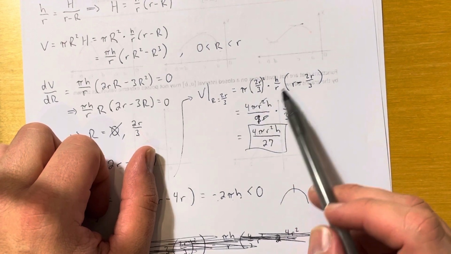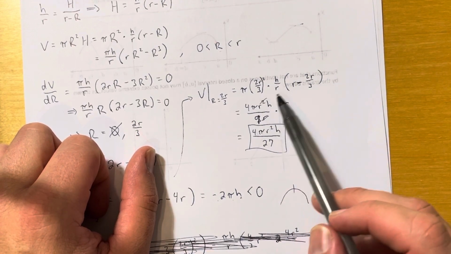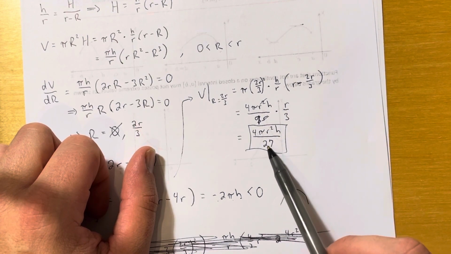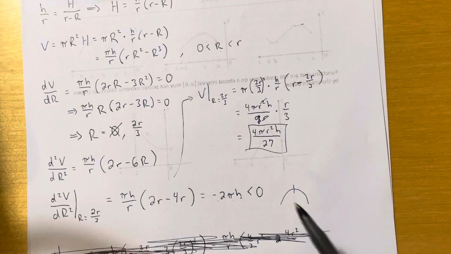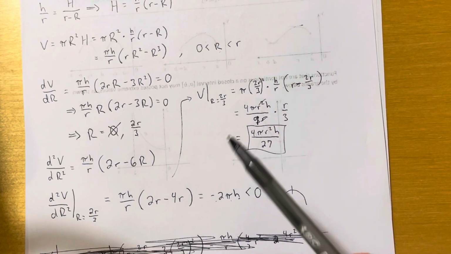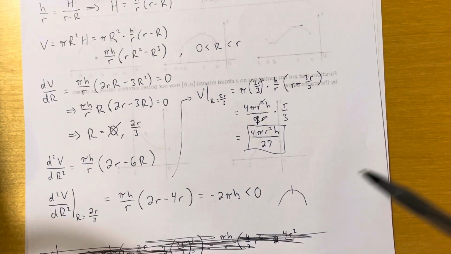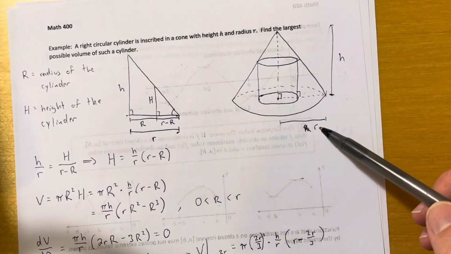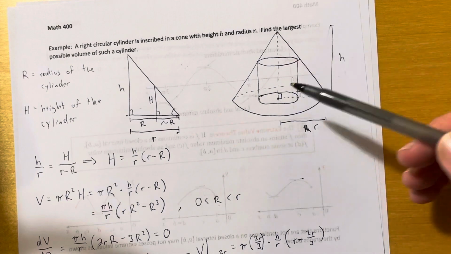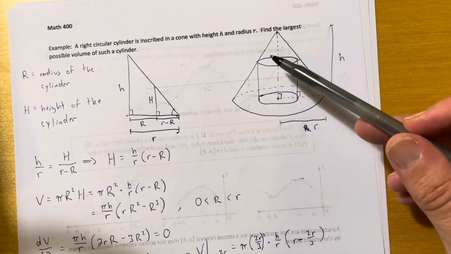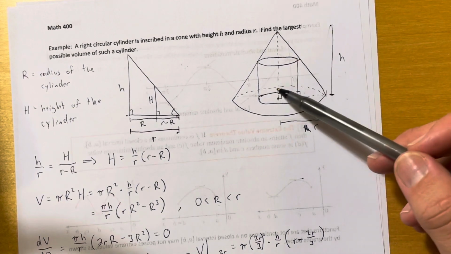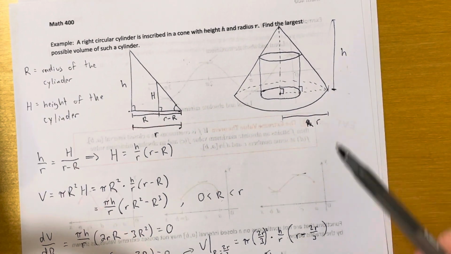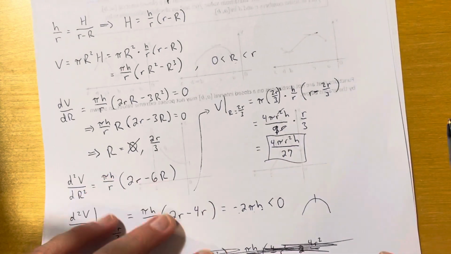What you're seeing from here in these next couple of steps is just simplifying all of that down. What you end up with is 4 pi r squared h over 27. Okay, and it should not be a surprise that little r and little h are making an appearance here. Remember, those are constants. The values that you choose for little r and little h will impact the maximum volume of that cylinder because it's changing the cone that it's inscribed in. So that maximum volume should depend on both little r and little h, which is what we're seeing here.